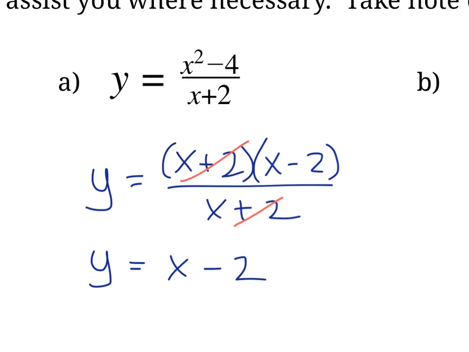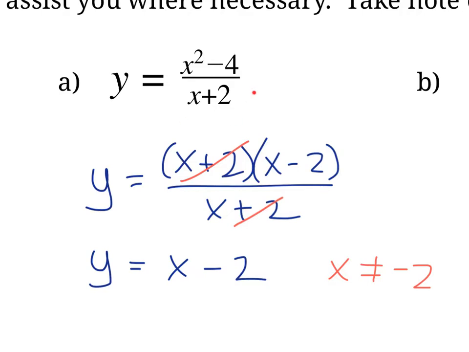Well, the answer is, the one difference between the two of them is that there is a restriction on this. What's the restriction? Well, look at what we did. We canceled out this plus 2 in the denominator. Is there a restriction there? X cannot equal what? Negative 2, right? Because if x equals negative 2 in our initial graph, it's going to end up making the whole thing undefined. So even though it's a graph of a line, x minus 2, we can't plug in x equals negative 2 into the function because the function shouldn't exist there.